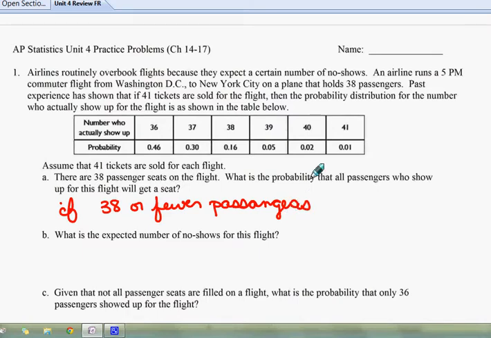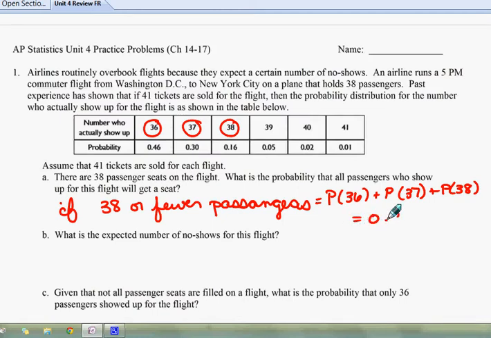And looking at my probability model, that would happen if I have 36, 37, or 38 passengers. So that means I'm going to take the probability of 36, add to it the probability of 37, and add to it the probability of 38, for a cumulative probability in this case of 0.92. We don't need to do anything further than that because everything is distributed and shown on my probability model.